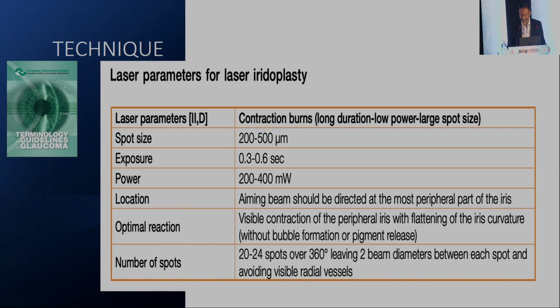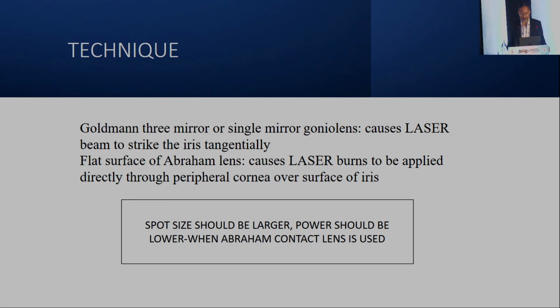avoiding visible radial vessels. So you can also use a Goldmann 3-mirror or a single-mirror gonio lens, which causes the laser beam to strike tangentially. Or you could also use the flat surface of an Abraham lens, which causes the laser burn to be applied directly through the peripheral cornea over the surface of the iris. If you use the Abraham lens, the spot size will be larger and the power will be lower.